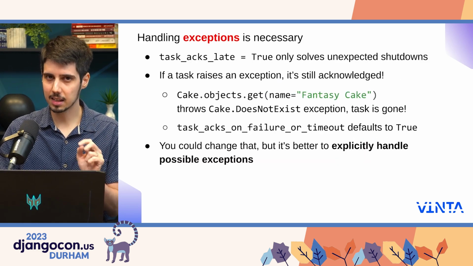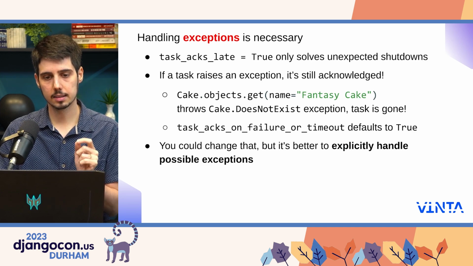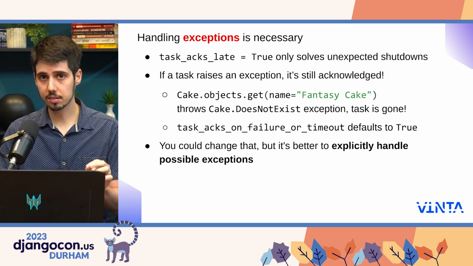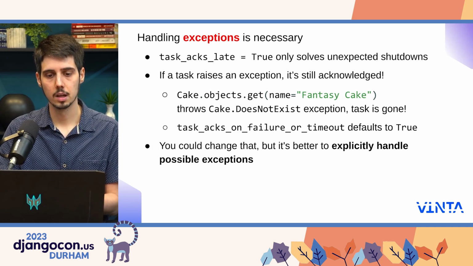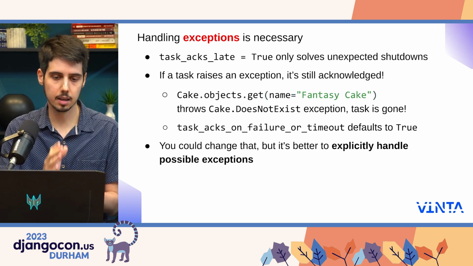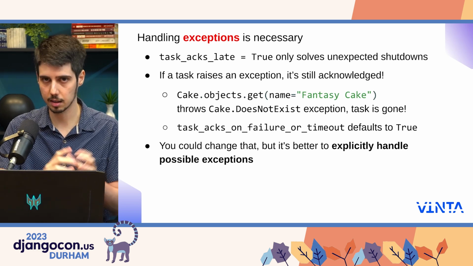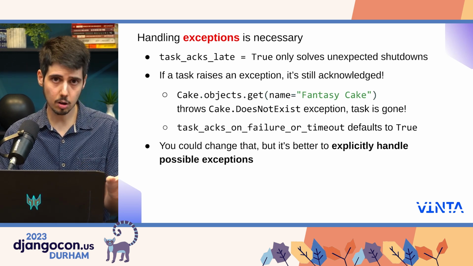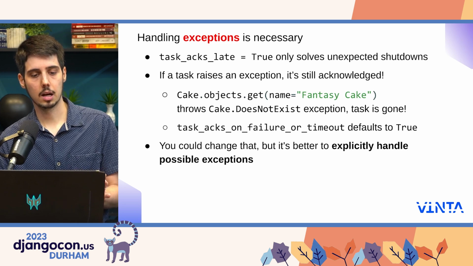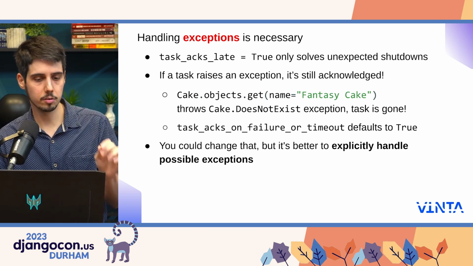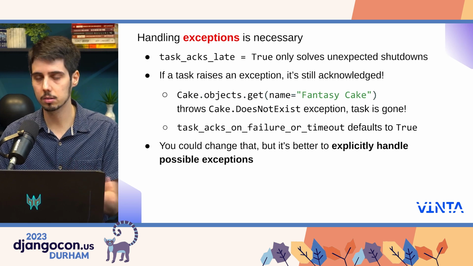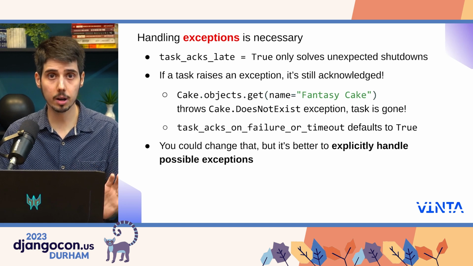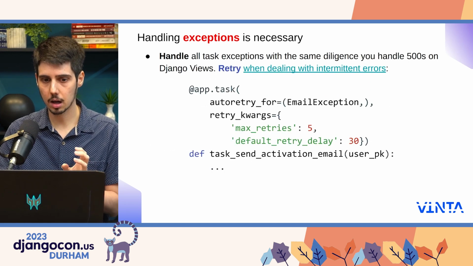It's important to remember that handling exceptions is also necessary. Task acks late true only solves unexpected shutdowns like deploys. If a task raises an exception, it's still acknowledged. So if you have inside a task something like Cake.objects.get(name='fantasy cake'), and fantasy cake doesn't exist, it throws a Cake.DoesNotExist exception, and the task is gone. The task won't be redelivered. Because of a default on Celery, that's actually a good default. That means task acks on failure or timeout is true. You can change that, but you shouldn't. Ideally, you should handle all possible exceptions in tasks. You should treat task exceptions.